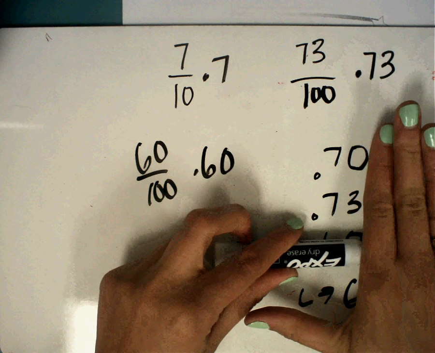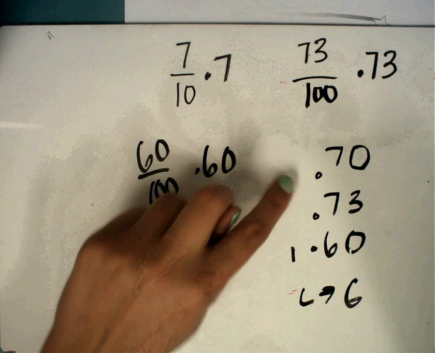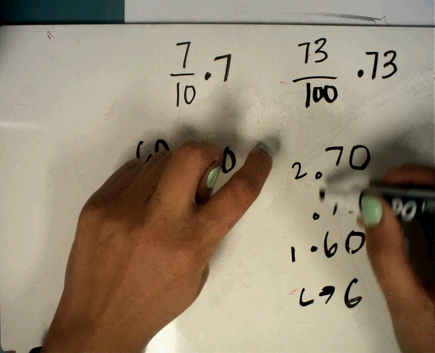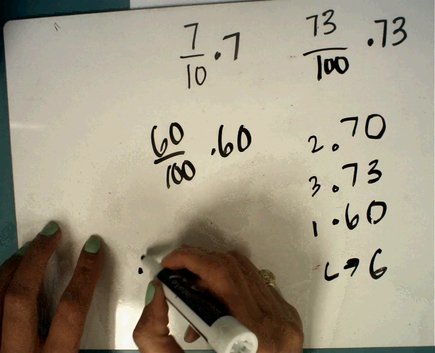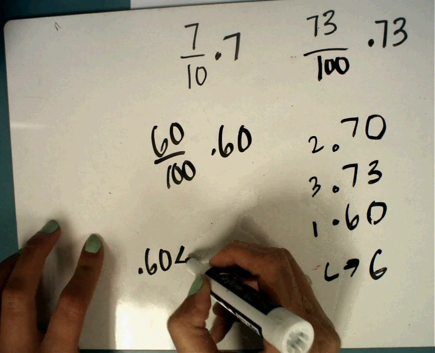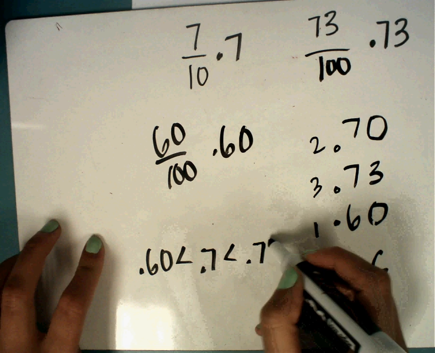Now let's move to here. Same or different? Different. Which one's smaller? The one with the 0. So this would be 2. This would be 3. So then we would order these from least to greatest by saying 0.60 is less than 0.7 is less than 0.73.